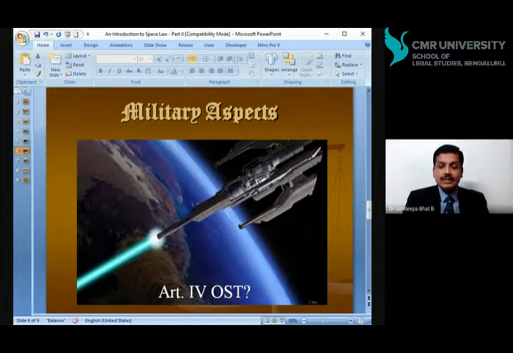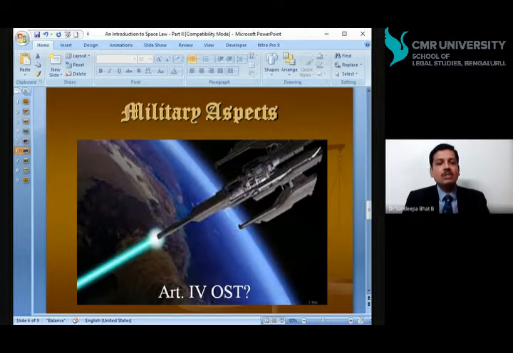And by virtue of that itself, the UN General Assembly has established the UN COPUOS, the United Nations Committee on Peaceful Uses of the Outer Space. Plus, also the UN General Assembly has passed a series of resolutions for the purpose of ensuring that the outer space is used for peaceful purposes and not for military purposes.